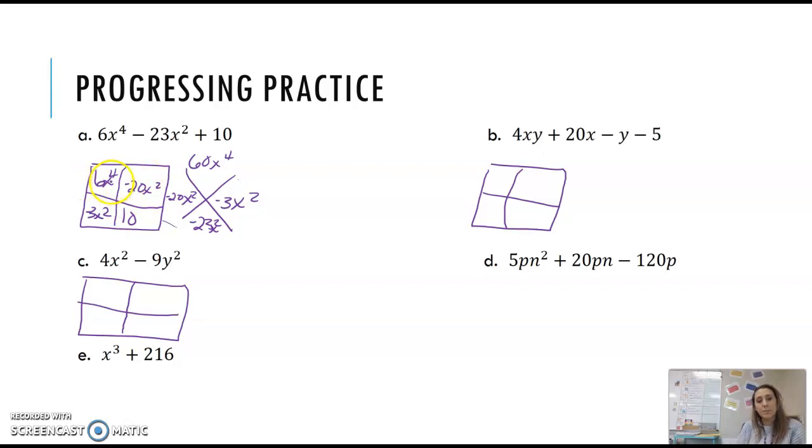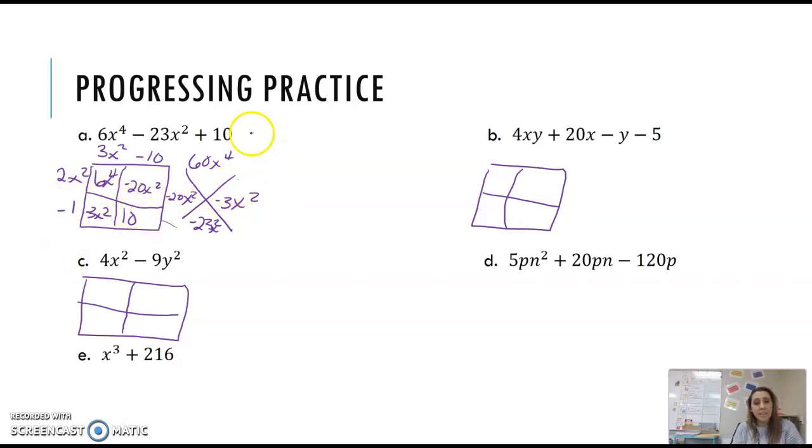So the greatest common factor between 6x to the fourth and negative 20x squared is going to be a 2x squared. The greatest common factor between 6x to the fourth and negative 3x squared is going to be a 3x squared. And then after you figure these ones out, you can kind of multiply. So 2x squared times something is going to give me this. So I got negative 10. And then 3 times negative 1 will give me that. And negative 1 times negative 10 gives me a positive 10.